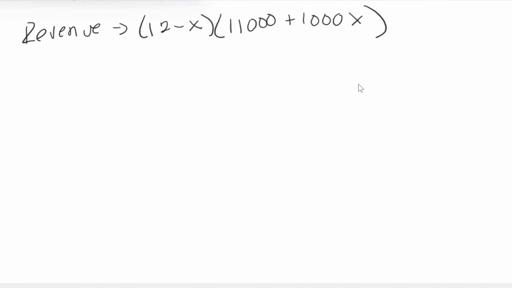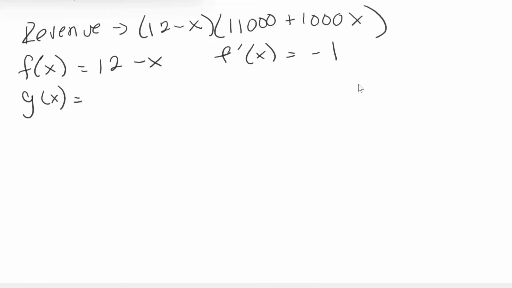So it's up to you if you want to multiply it out, or if you want to just do the product rule. Doesn't make much difference. Honestly, I think the product rule is actually faster for this one, just because it's going to get rid of most of your x's anyway, and it saves you that extra step. So I'm just going to do the product rule. So f of x is 12 minus x, so f prime of x is negative 1. g of x is 11,000 plus 1,000x, so g prime of x is 1,000.